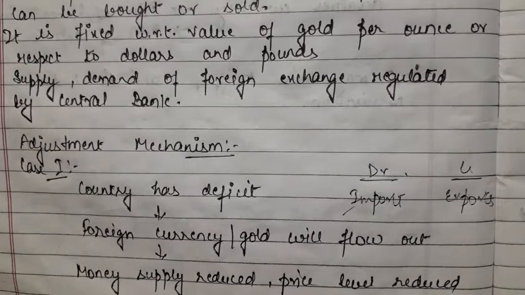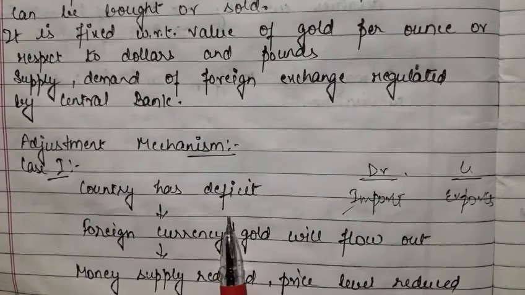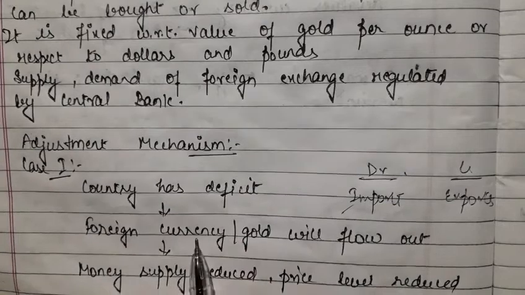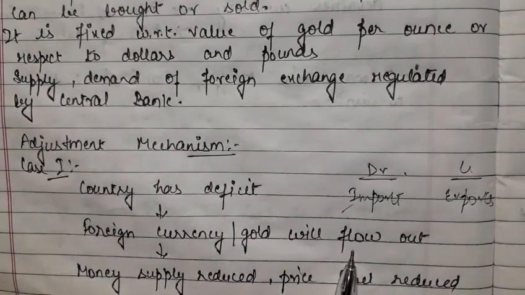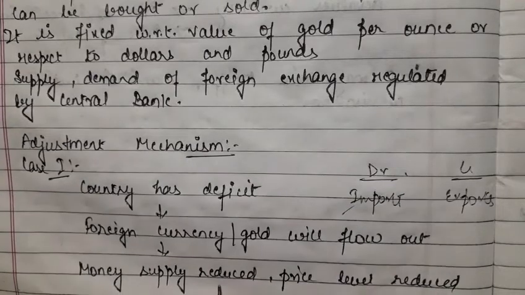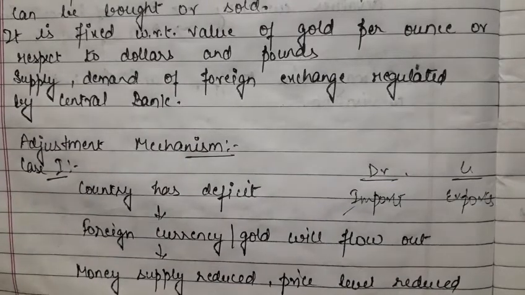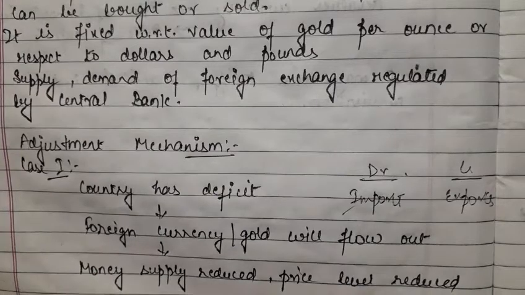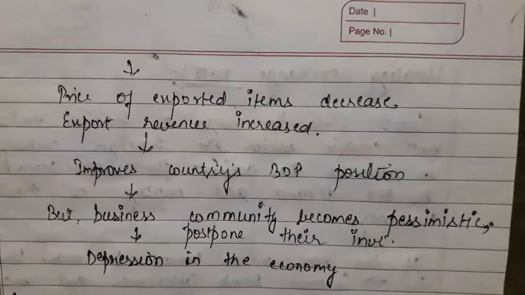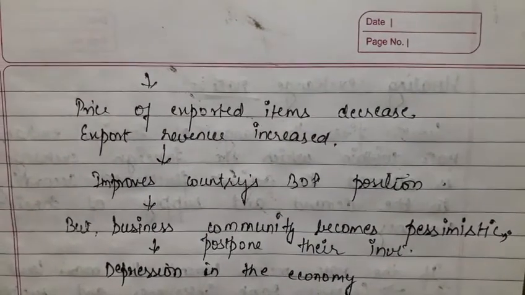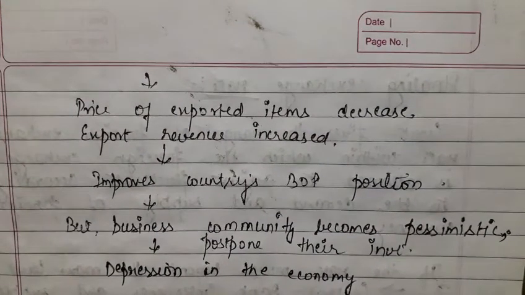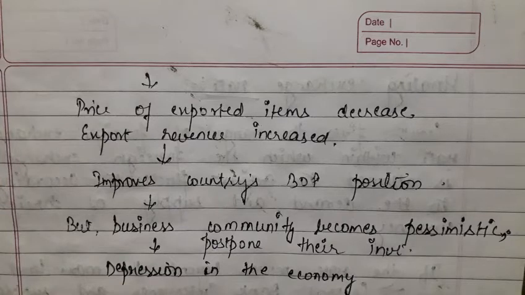Firstly, suppose we get a deficit condition. Then what is going to happen? If a deficit condition is there, the foreign currency or the gold is going out. Then the money supply will be reduced because your foreign currency is going outside your country. The price level will be reduced. When the price level reduces, the price of exported items decreases, and the export revenue from exporting to other countries is going to increase.